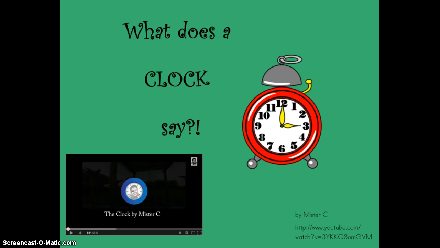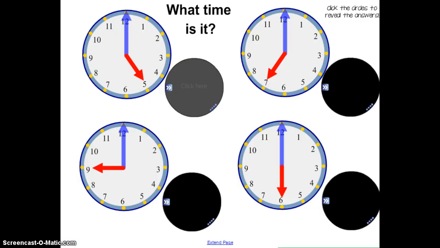So today we learned how to tell time to the hour on an analog and a digital clock. Let's review real quick. The short hand on the clock is called the hour hand. The long hand is called the minute hand. When the minute hand is on the 12, we say o'clock. When the minute hand is on the 12, it means a new hour is starting.